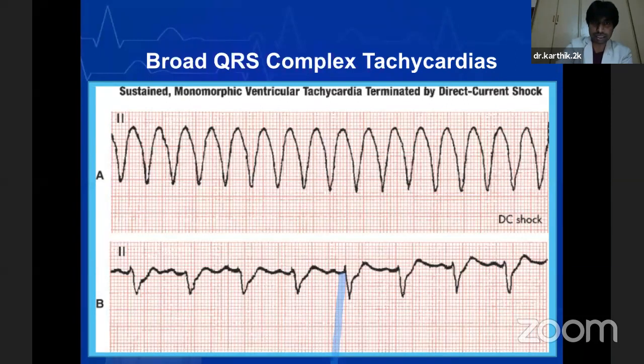So you can see the outcome. The moment this patient had a monomorphic ventricular tachycardia, a direct current was given and the rhythm got reverted back to normal sinus rhythm. However, the QRS complexes are still wide, but the widening of the QRS complexes here is due to something else.